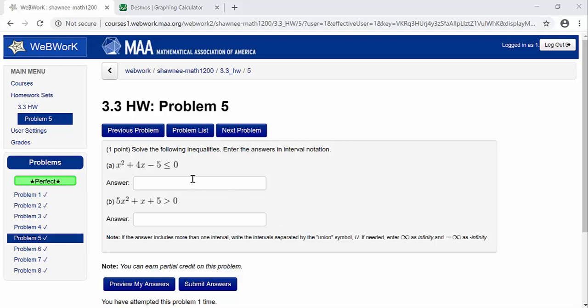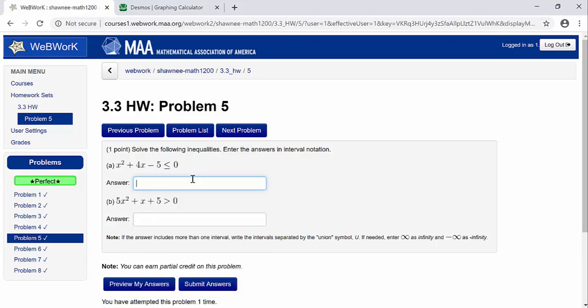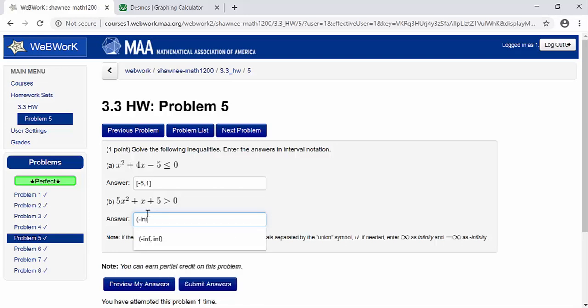So back in WeBWorK, we saw that this function was less than or equal to 0 between -5 and 1, and we want to use square brackets here to include the endpoints. And when is this function greater than 0? We saw that this function was always greater than 0, so we enter all real numbers, or -infinity to infinity.